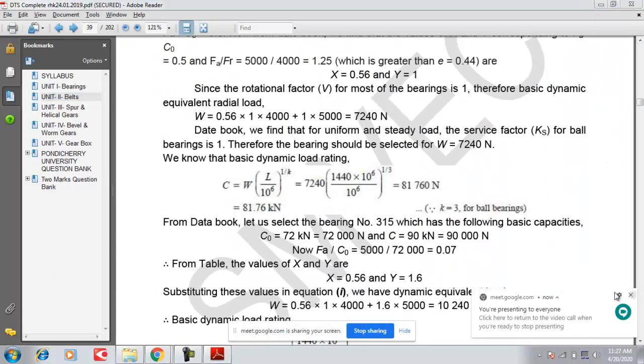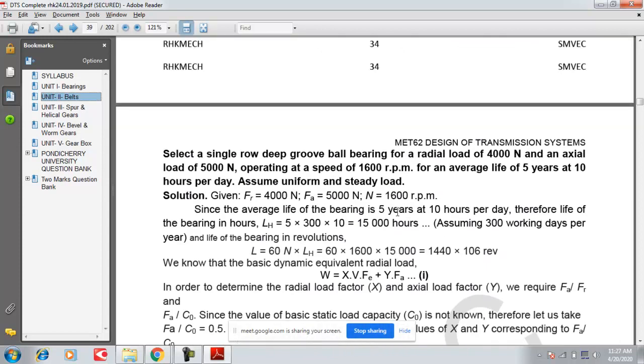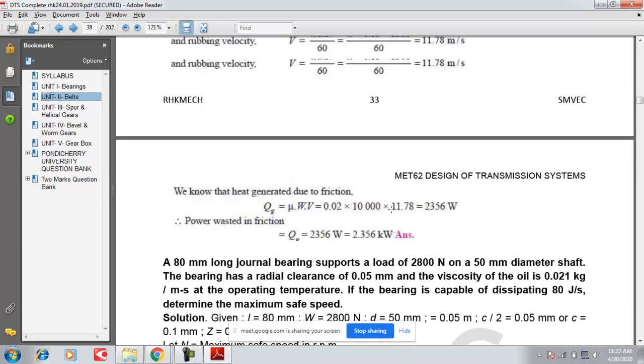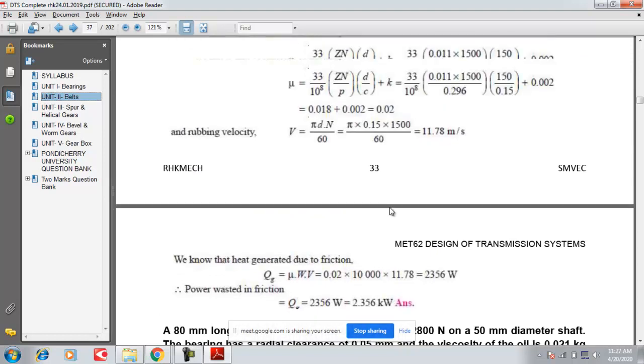So far we have seen problems in bearings, first unit. Today let's see one more problem. With that we will conclude unit 1.